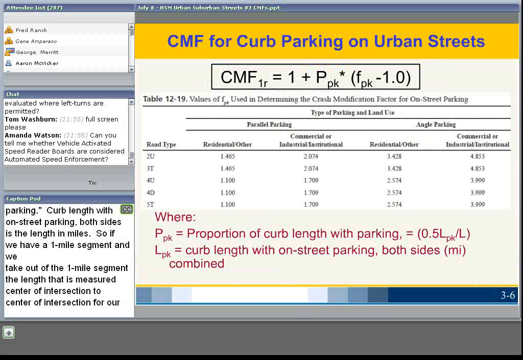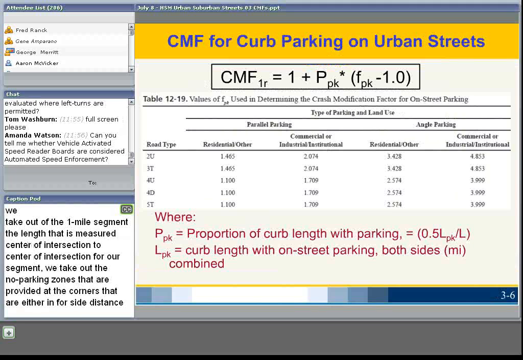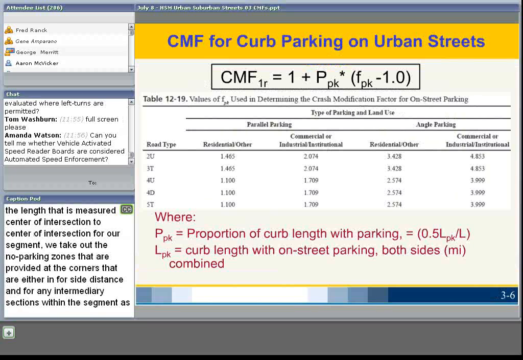The factor for 4-lane undivided and 4-lane divided of 3.999, just about 4.0, is a huge significant factor for the multi-lane urban streets.